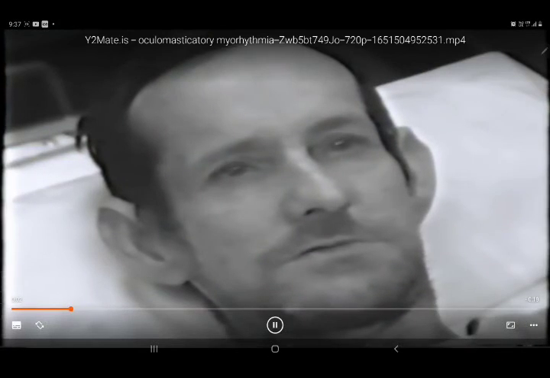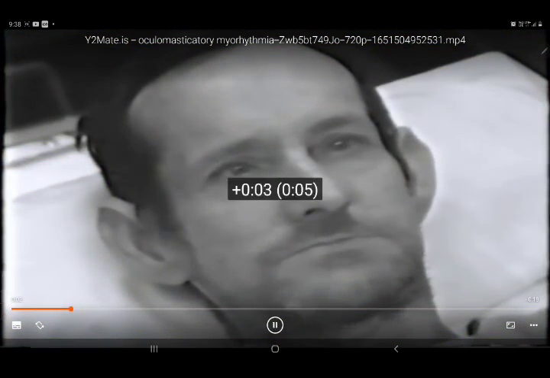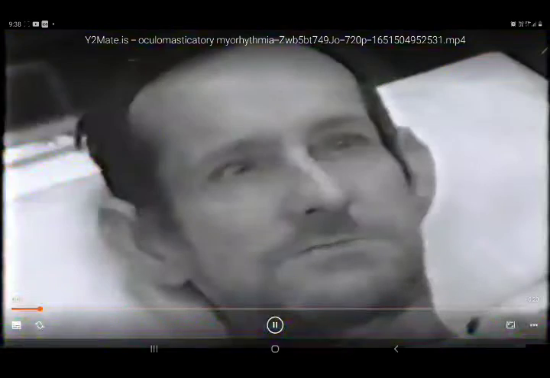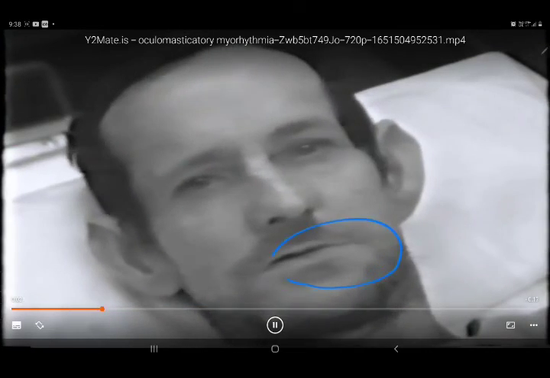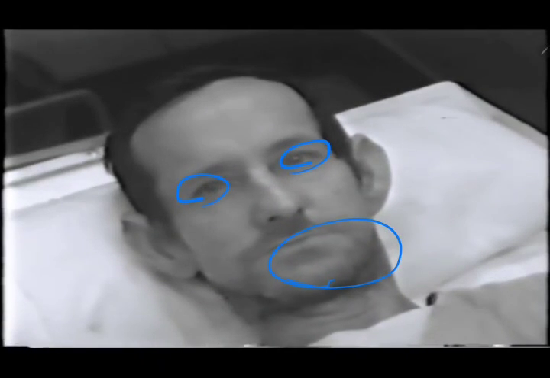So this is a video showing the oculomasticatory myorhythmia. You can see when the patient starts moving his mandible or chewing, the masticatory movements coincide with the ocular movements also. It's like ocular bobbing. Okay, I will show you it again. See, the patient starts chewing, and you can very well appreciate the ocular movements also. This is called oculomasticatory myorhythmia.